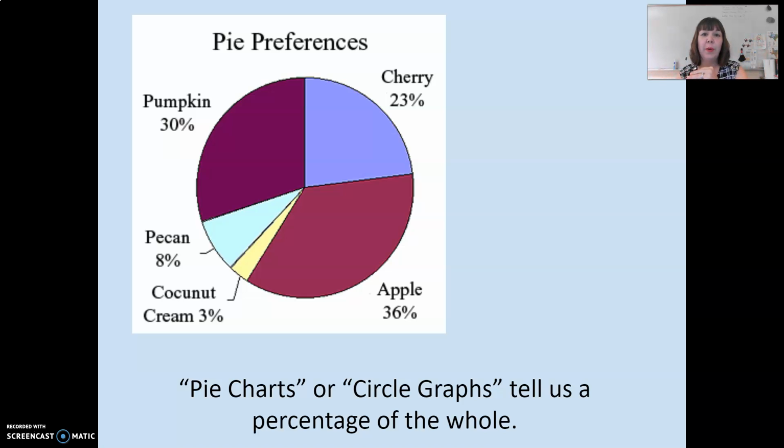But does it tell you anything about the people? Are they perhaps from Texas? Pecan pie is way too small if they're from Texas, right? Does it tell you if they're male or female? Does it tell you how many people? Was this out of 100? Was this out of 1,000? So there's deeper data that you can glean, that you can interpret, and some data, like the number of people surveyed, that's just not present here.